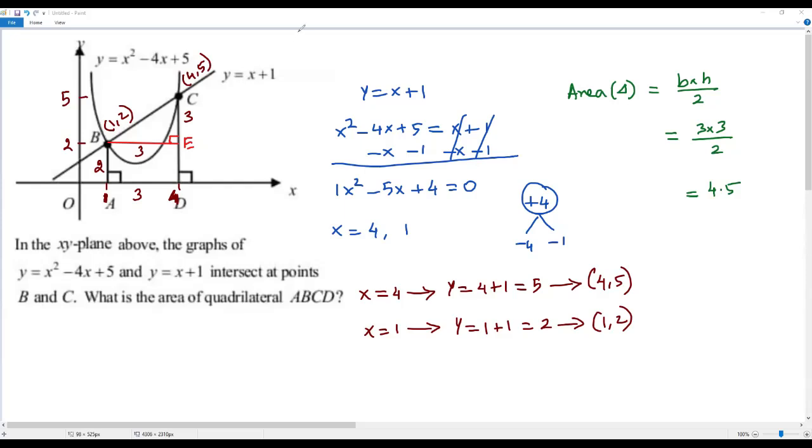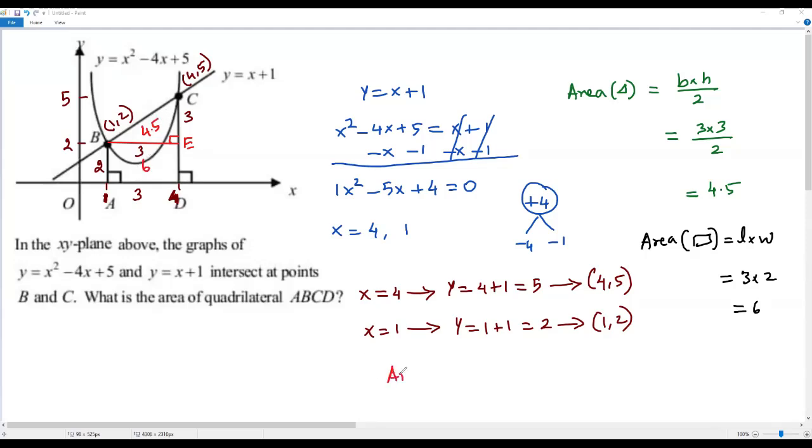Okay, now let me find the area of the rectangle. Area of the rectangle is equal to length times width. So the length of the rectangle is 3 units and the width of the rectangle is 2 units. So 3 times 2, which is equal to 6 square units. Okay, now I got the area of the triangle and the area of the rectangle. So the area of the triangle is 4.5 square units and the area of the rectangle is 6 square units.